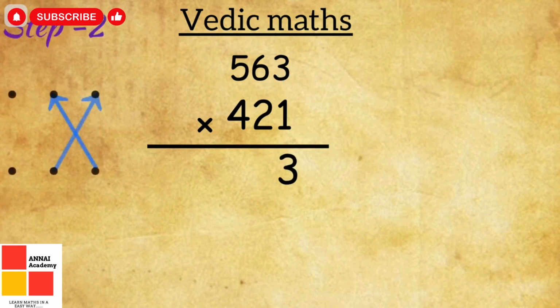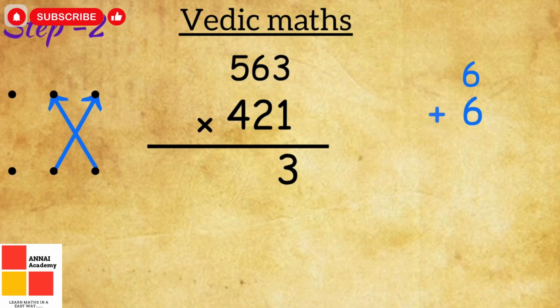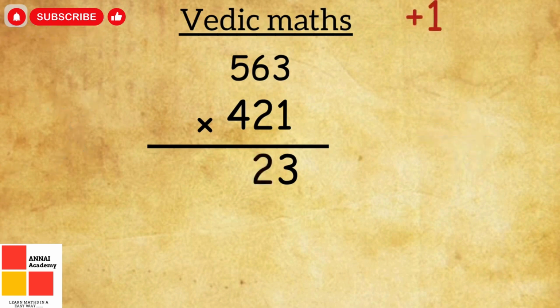Now in step 2, we have to multiply diagonally. That is, first we have to multiply 6 by 1, then we will get 6. Then we have to multiply 2 by 3, then we will get 6. Now we know that after multiplying, we have to add the numbers that come. So if we add 6 to 6, we will get 12. We will write 2 of 12 on the left of 3 in the answer, and 1 in the carry.